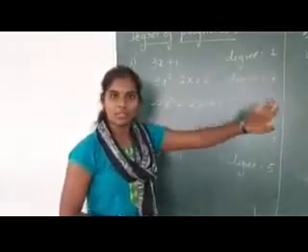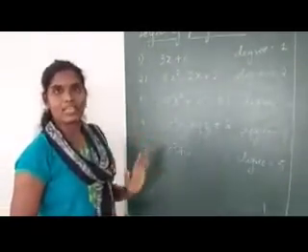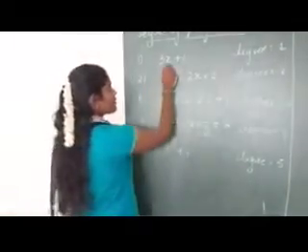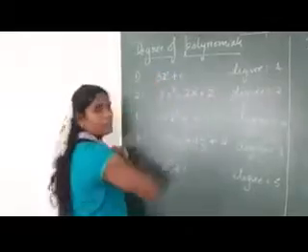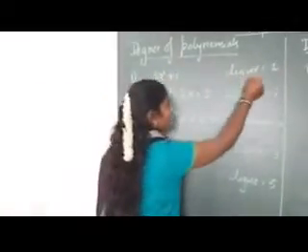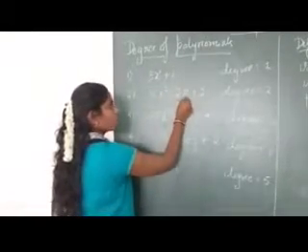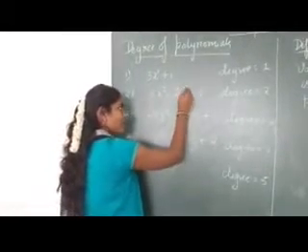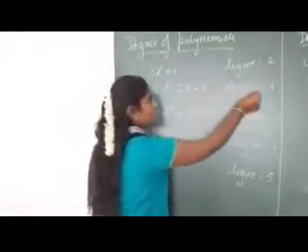What I'm observing here is the power of the variable in the given expression. The variable here is x, and its power is 1, right? Therefore I am writing degree as 1. In the expression 5x square minus 2x plus 1, here also I have the variable, and its power is 1, but I am saying that the degree is 2.